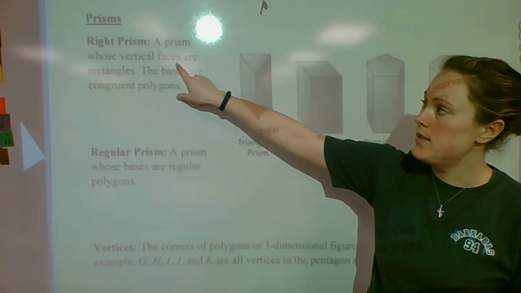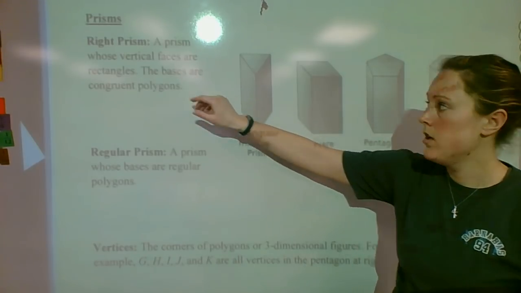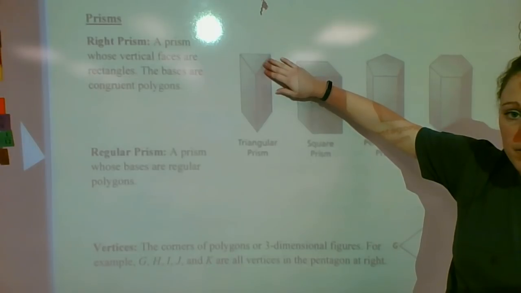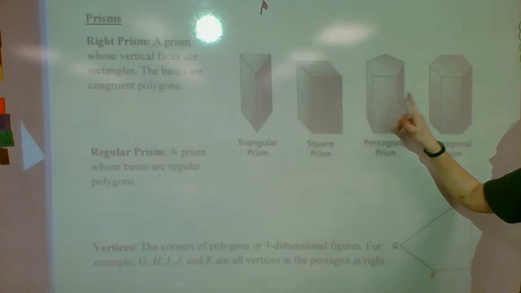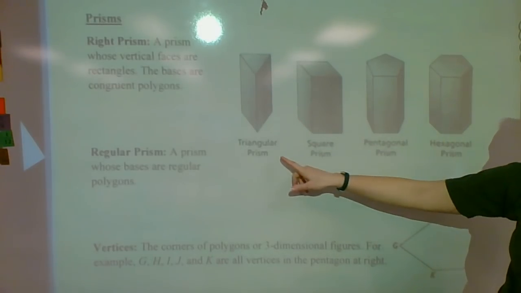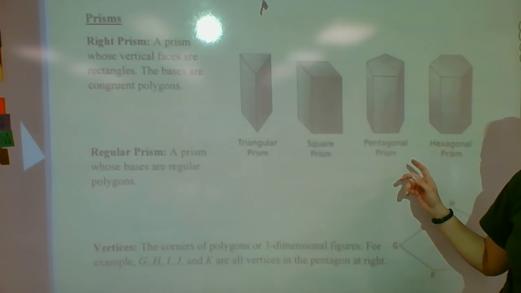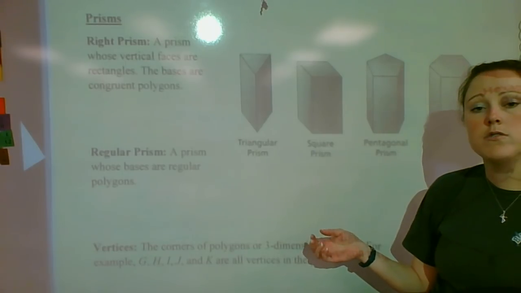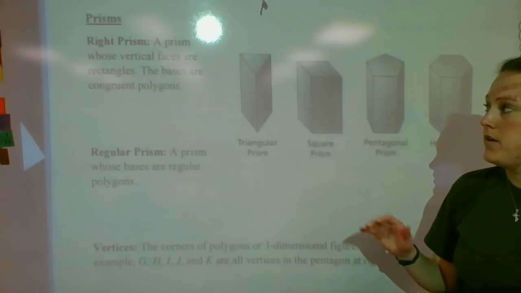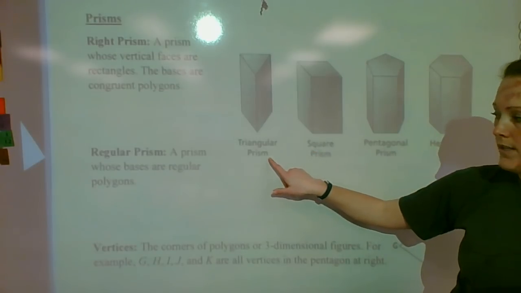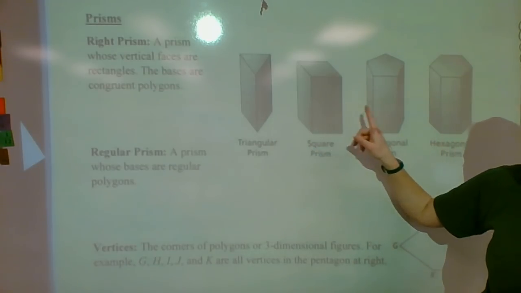You'll notice that it says the vertical faces are rectangles. So the vertical is the part that goes up and down, and each one does in fact have a rectangle. That's why we've called all of these prisms. There's other things such as pyramids and cones that we'll be learning about later, but for today, everything you see should be a prism. All of the sides should have rectangles.